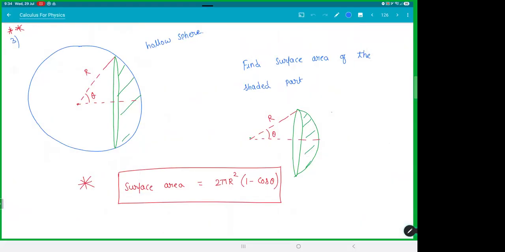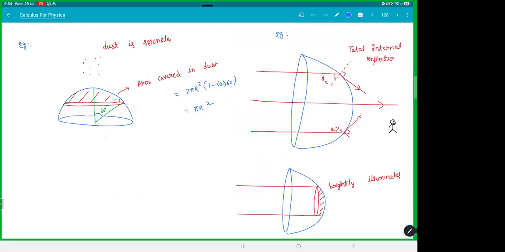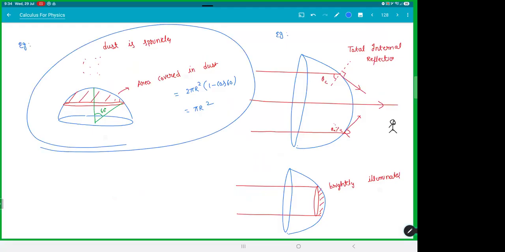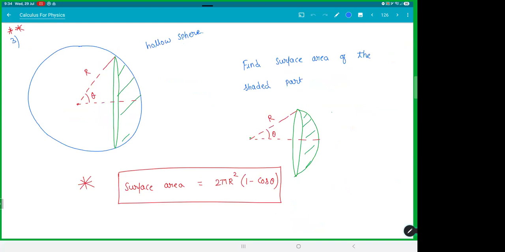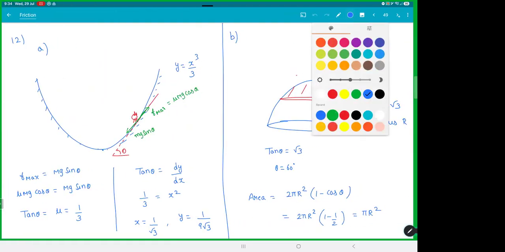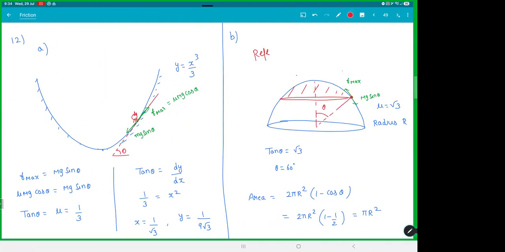You guys remember this question? Surface area of a hollow sphere, 2 pi r square, 1 minus cos theta. I had given the same question. Dust is sprinkled, area covered in dust. This is how they will use this. So page number 126, calculus. In case you forgot, you should refer to that. That result is useful. Clear with this? Take a break. Come back by 9:40. We'll continue from here.